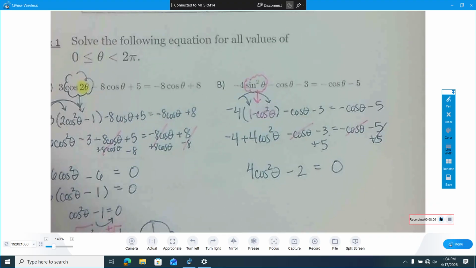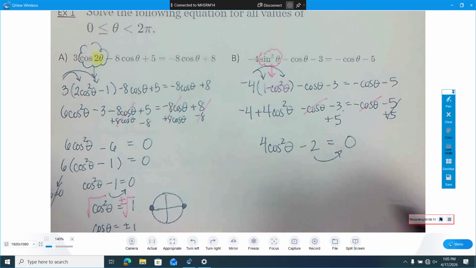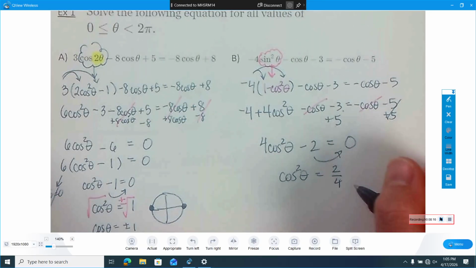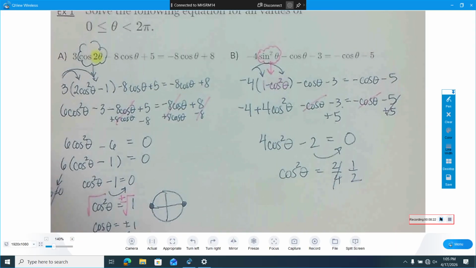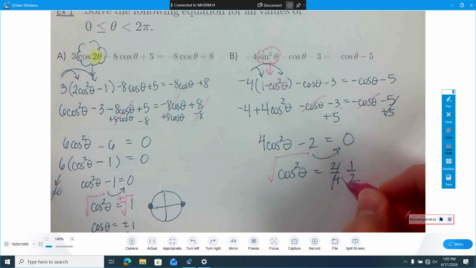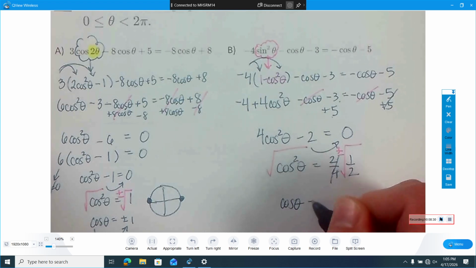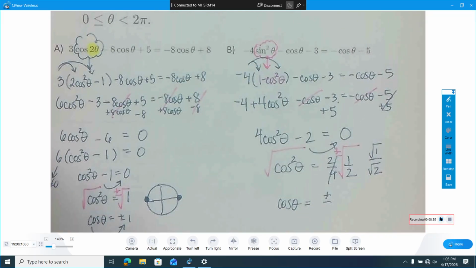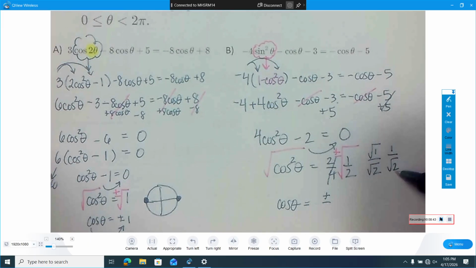How are we going to solve this one? I'm going to add the 2 and then divide by 4. So I get cosine squared equals 2 over 4, which I'm just going to write as 1/2. And then square root, don't forget, plus or minus. So I have cosine of theta equals plus or minus the square root of 1 over the square root of 2. So the square root of 1 is 1 over radical 2, and what do we have to do with that?